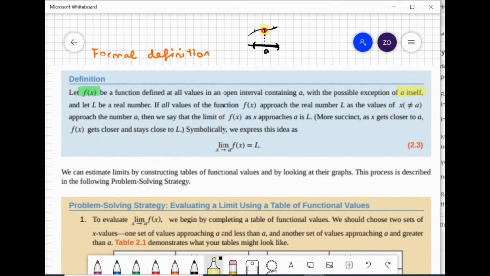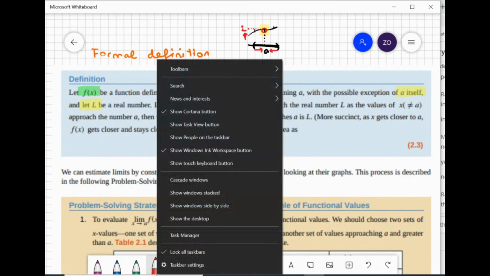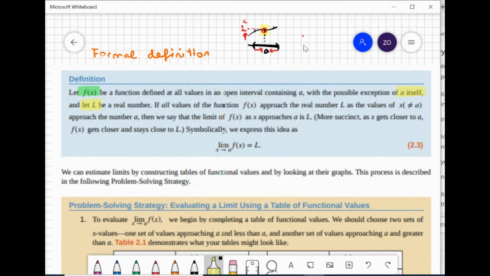And it says let L be a real number. If all values of the function f of x approach the real number L as the values of x approach the number a, then we say that the limit of this function as x approaches a is capital L. Okay, so this is what we talked about, and symbolically we express this idea with this notation: the limit of this function when the x values get close to a is capital L.